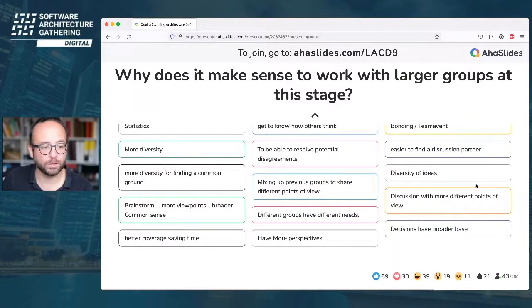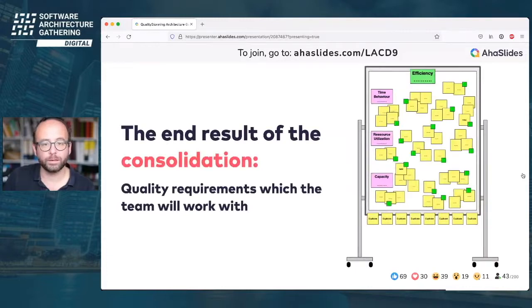Yeah, and this goes a long way, and I think this is a good thing then. So in the end, we have a bunch of quality requirements that the development and architecture team can actually work with. But there is one more thing. This is good stuff, and we can already go ahead and start working with that. But I would have another suggestion for you.